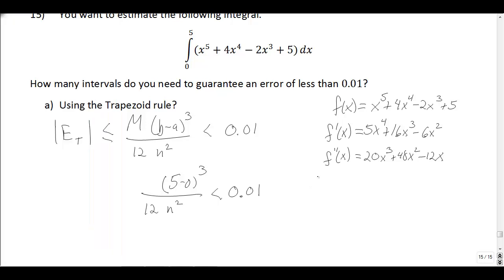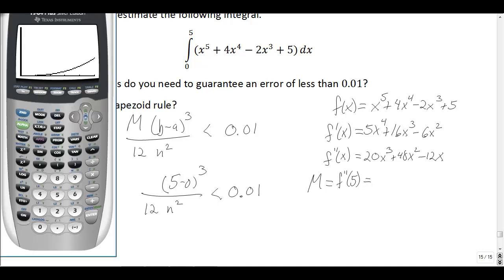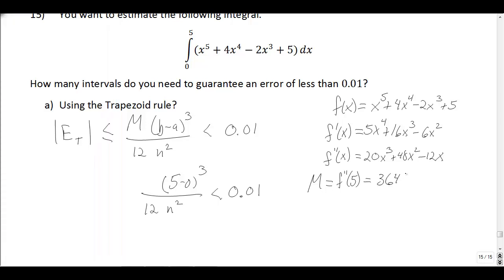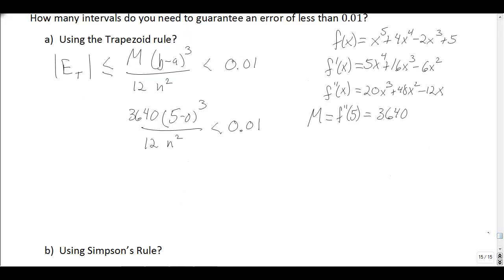So M is going to be the second derivative evaluated at 5 here. I can do variables, y1, which was our second derivative, plug in 5, gives me 3640. So you plug in 5 for x, you get 3640. So I get a 3640 here. Okay. Now I just need to solve for n. So I'm going to move n squared to the other side. I get 3640 times 5 minus 0 is 5.